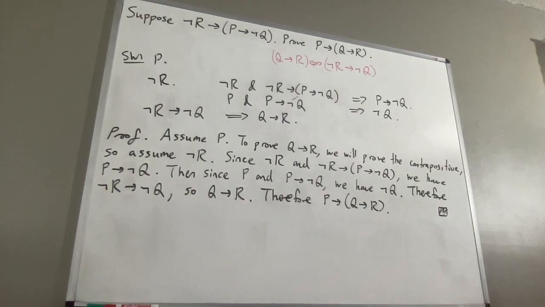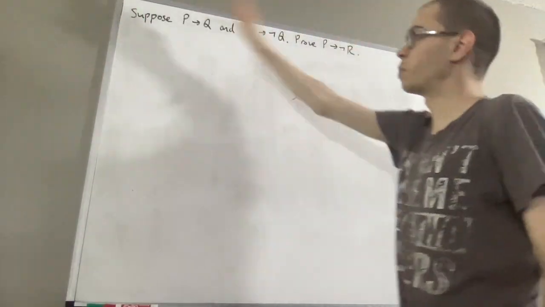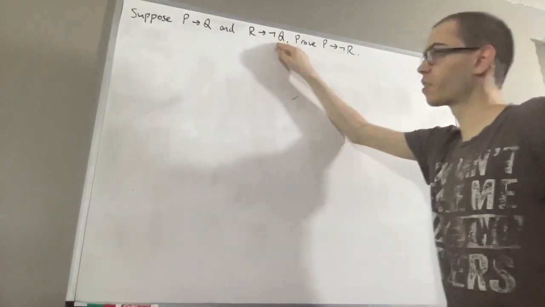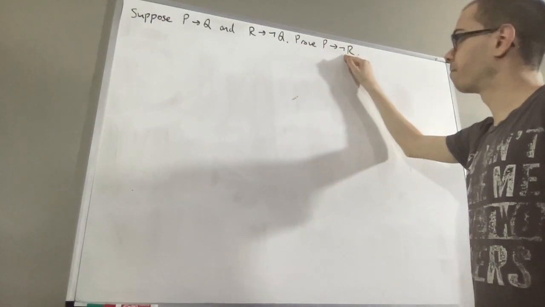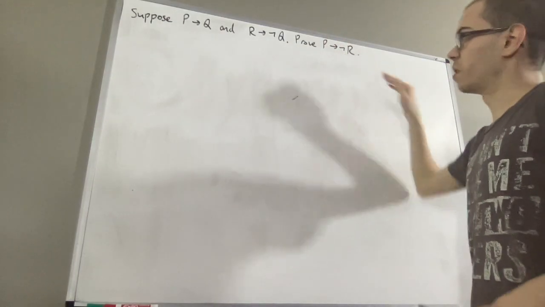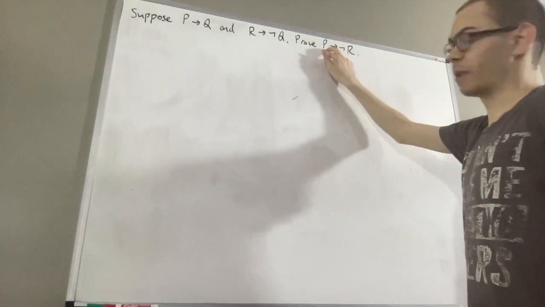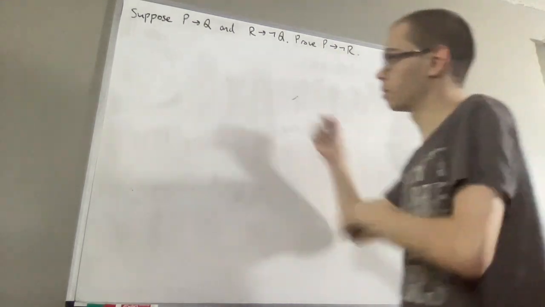All right, so now let's look at another example. Suppose if P, then Q, and if R, then not Q. Prove if P, then not R. So, we're trying to prove a conditional statement. So the standard technique is, let's make the assumption that P is true. Let's try to logically deduce that not R is true.